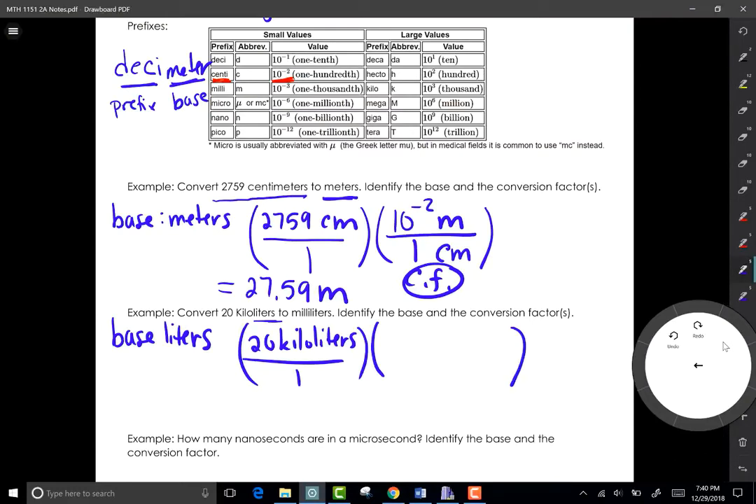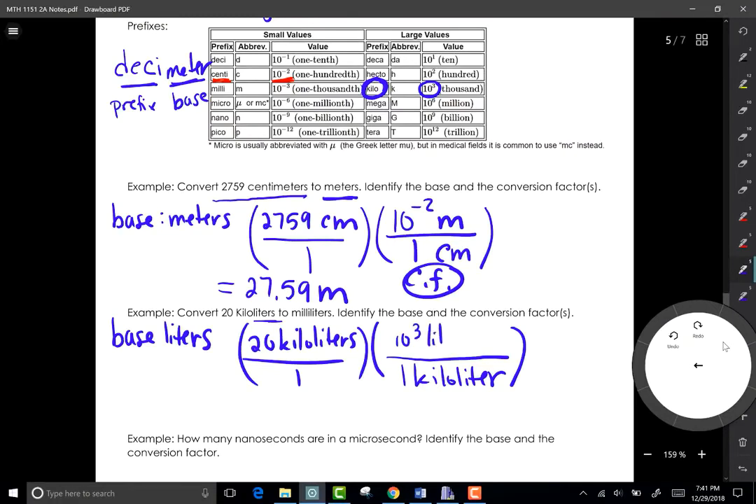If I look for kilo, kilo is my prefix. Kilo is right here, and kilo is going to go in the bottom because I want to get rid of kiloliters. So I'm going to say 1 kiloliter is equal to 10 to the third liters. That's my base. But we're not done because it asked us to change to milliliters. So now I've got to change liters to milliliters.